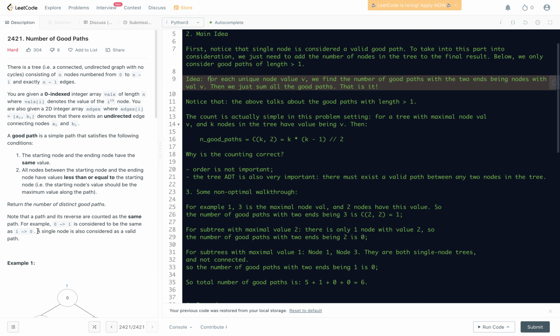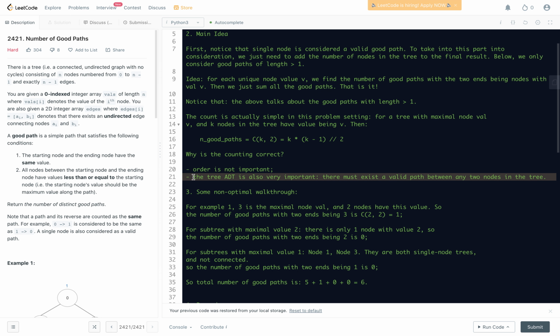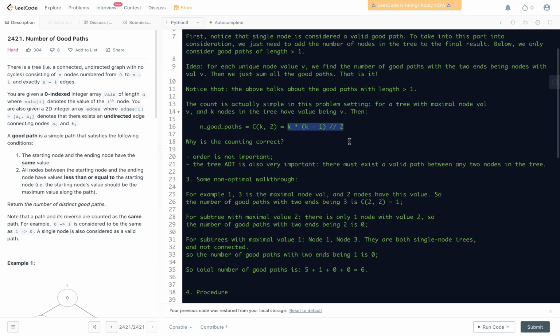So why is this counting correct? You can think of 2 things. First, by the problem requirement, the order is not important, right? So this is the one thing. Like 0, 1 and 1, 0 are the same path. Secondly, the tree abstract data structure is also very important here. So there must exist a valid path between any 2 nodes in the tree, right?